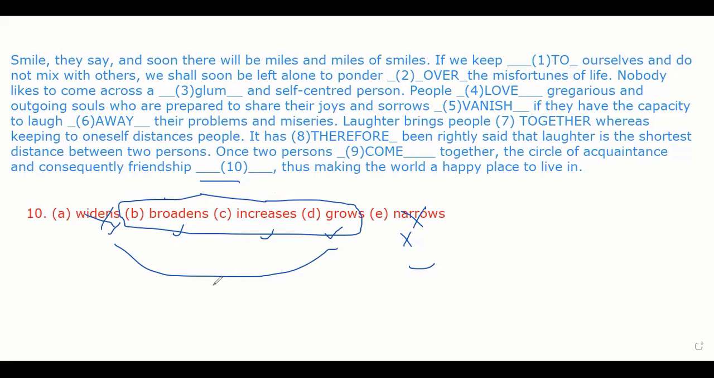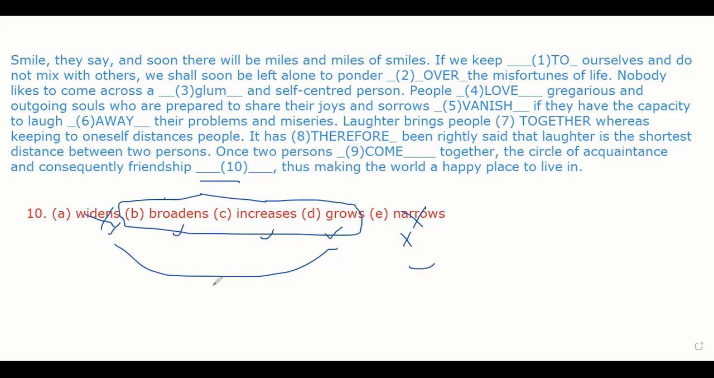Read again. Once two persons come together, the circle of acquaintance. Okay, does everybody know the meaning of acquaintance? Tell me, guys, the meaning of the word acquaintance. Anybody want to explain acquaintance? Experience. Okay. Acquaintance is like knowing someone or being aware of them. So the experience of that togetherness of friendship.